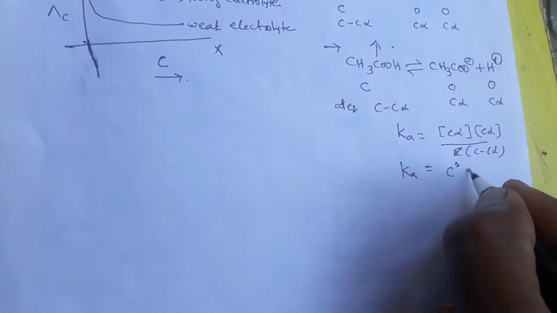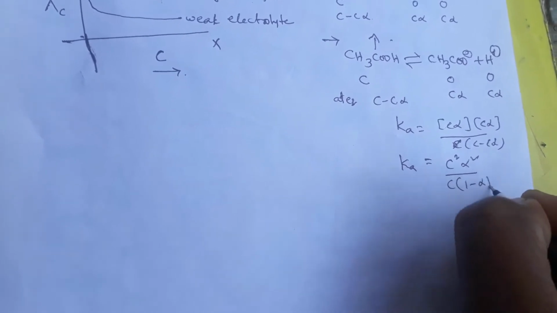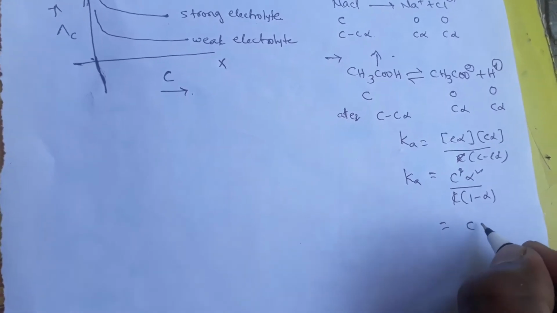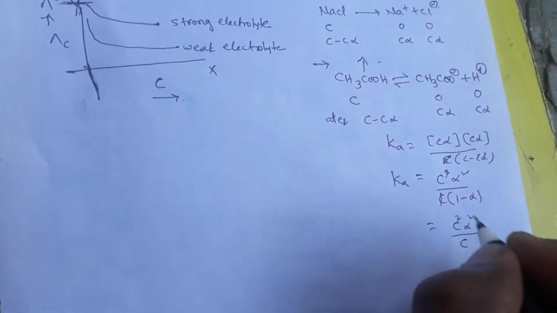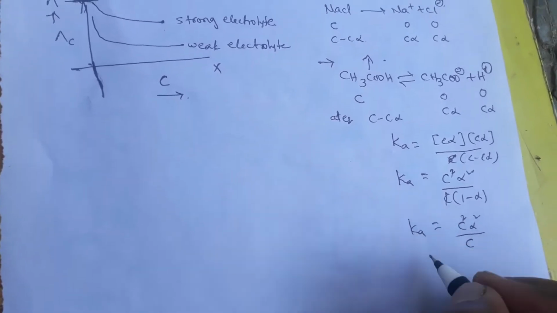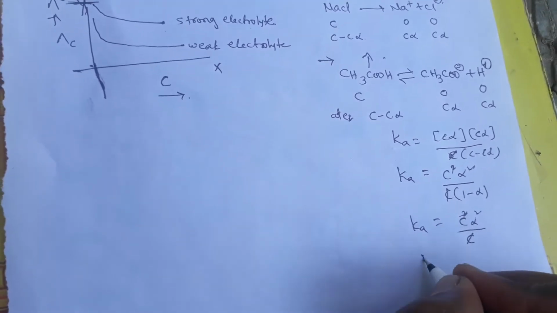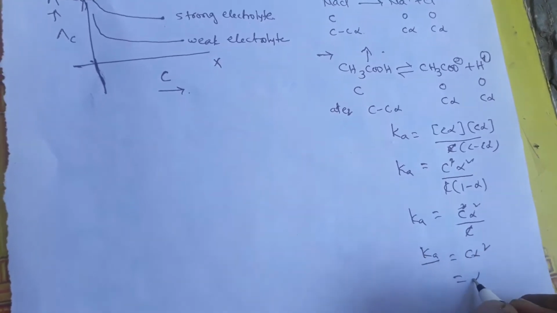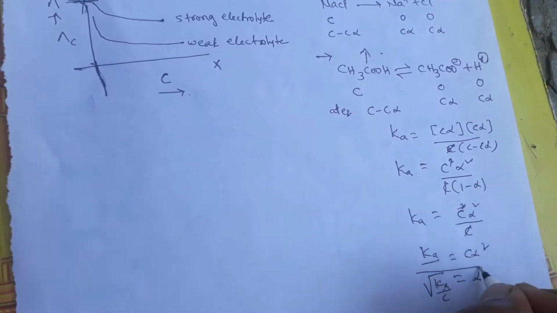So C squared alpha squared by C, if you take it common, then 1 minus alpha. So C will get cancelled. C squared alpha squared by C is equal to Ka. So here if you write, C will get cancelled. So C alpha squared equals Ka, and alpha is equal to root of Ka by C. This is the alpha value.